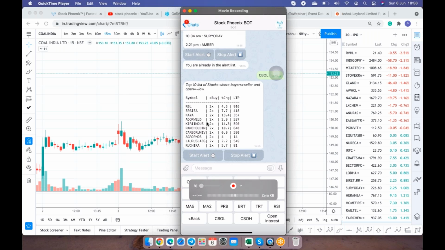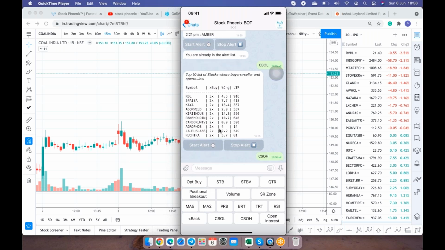So we have to see how the stocks are behaving. It helps you scan stocks quickly. You cannot use everything. You have to pick your favorite feature and use the alert for that particular feature. I don't use this feature, right? Next is cash sell, open equals to high.